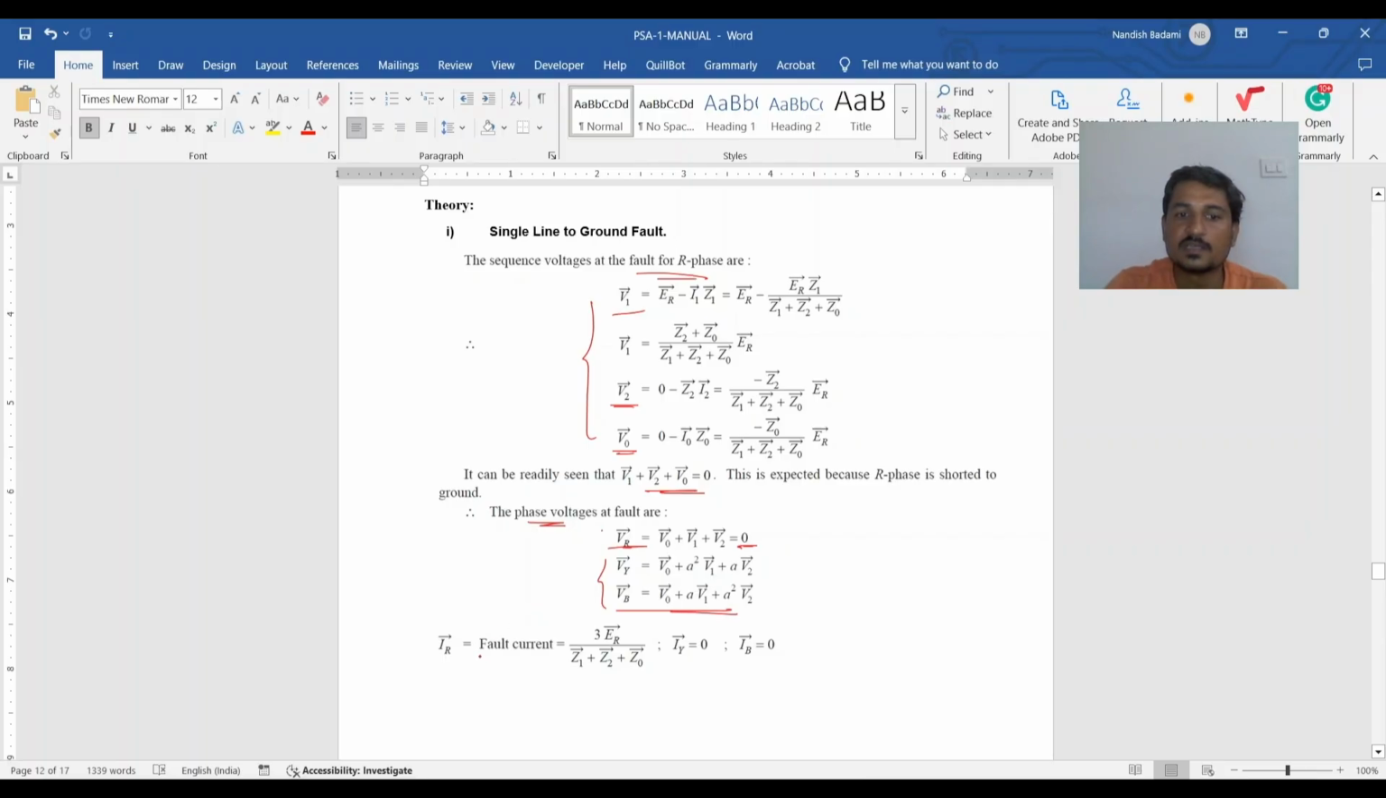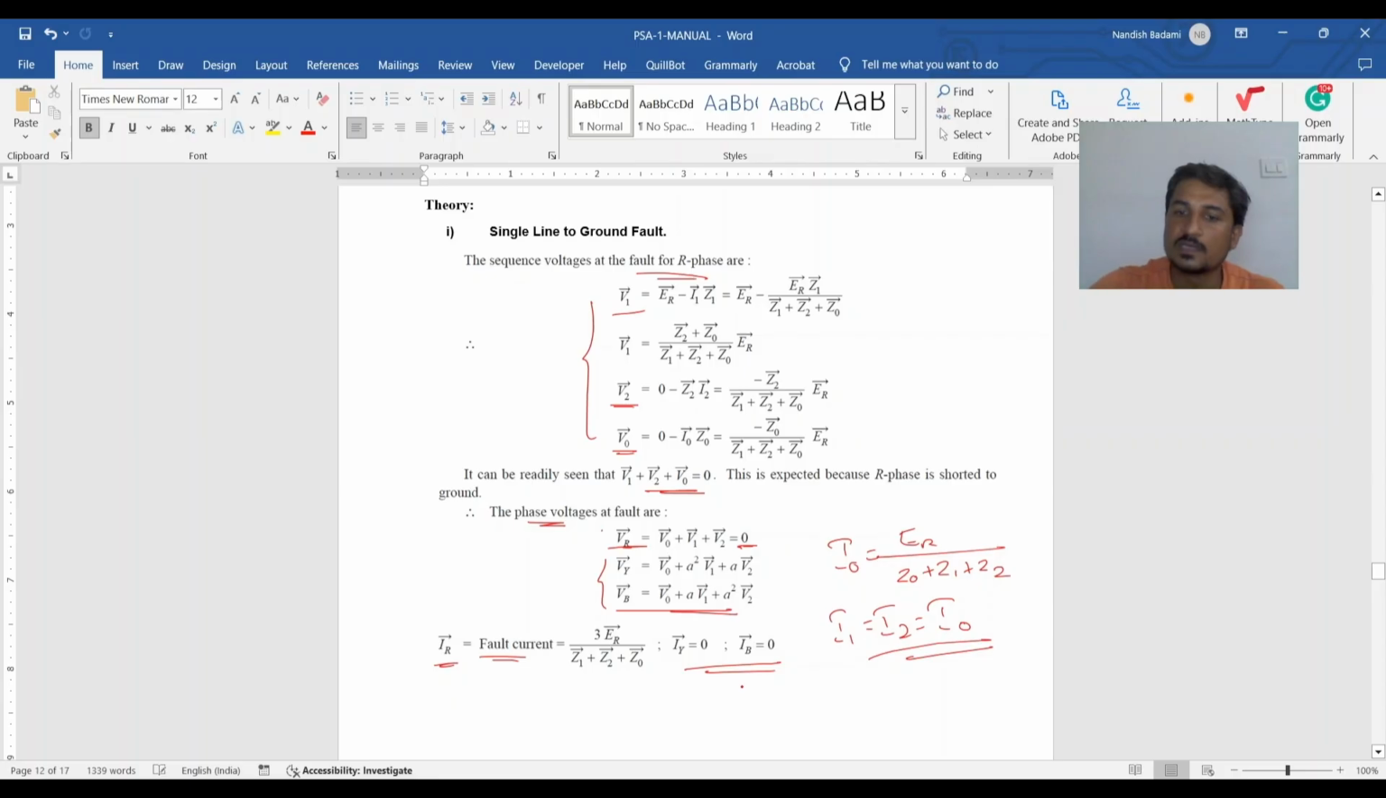The fault current is nothing but the R phase current IR, because the fault is occurring at the R phase as per our consideration, and it is given as 3 times ER divided by Z1 plus Z2 plus Z0. The other two currents are taken as 0 since these two phases are open circuited. The sequence component current I0 is given as ER divided by Z0 plus Z1 plus Z2, and I1 will be equal to I2, that is positive sequence is equal to negative sequence, and that is equal to the value of I0.